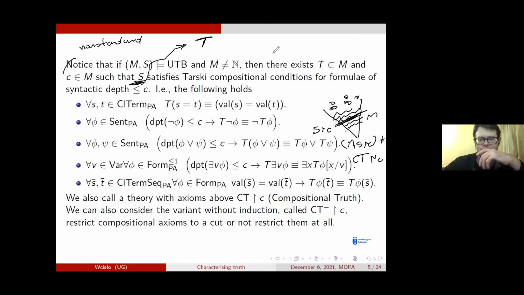In the sense that everything above it might be nonsense, but in terms of just satisfying CT restricted to C, the axioms don't say anything about the stuff that's too high, right? So S on its own should satisfy CT up to some non-standard element. Is that right? Okay.